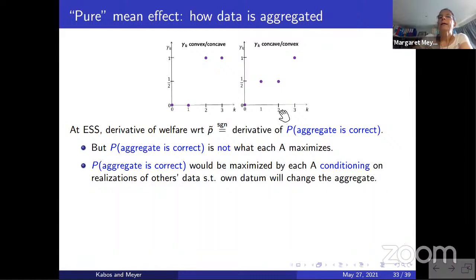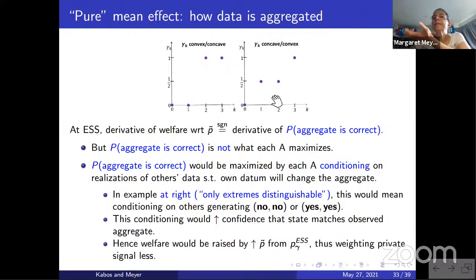On the other hand, let's do the same logic for this case. This case is only the extremes are informative. Only the extremes are distinguishable. In the example here, the appropriate conditioning would mean conditioning on the others choosing matching actions, both no, no, or both yes, yes. And because conditioning on this event means conditioning on the complement of the event from the previous slide, conditioning in this way would increase the agent's confidence that the state matched the observed aggregate. And therefore, welfare would be raised by agents raising their cutoff from the equilibrium steady state level, which corresponds here to agents weighting their private signal less and the observed history more.